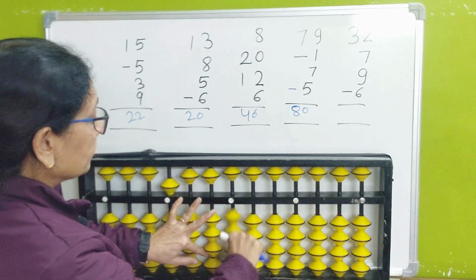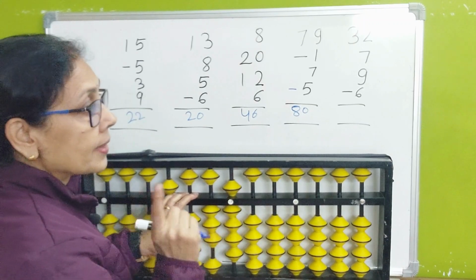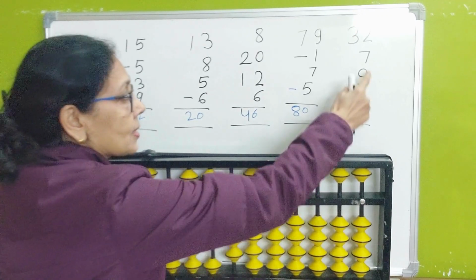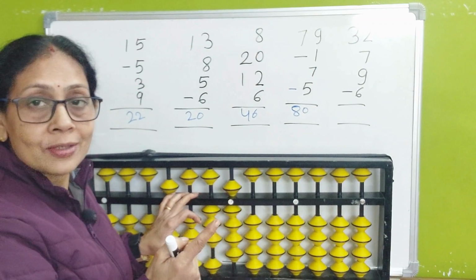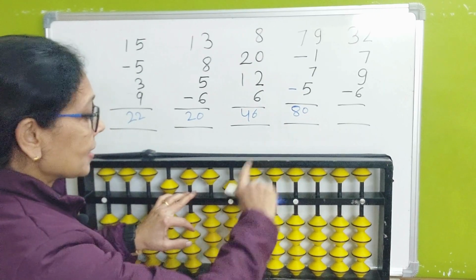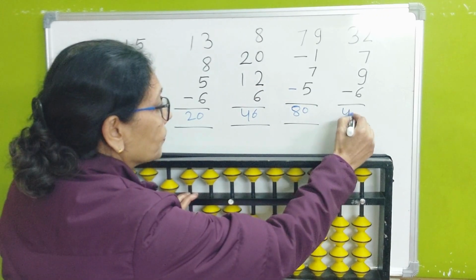Next, 32, 7, 9. 9 you have to add at the ones rod because it is a single number here. So how to add? Friend of 9 is 1. So less 1, add 10. Less 6. So this we did. 42.